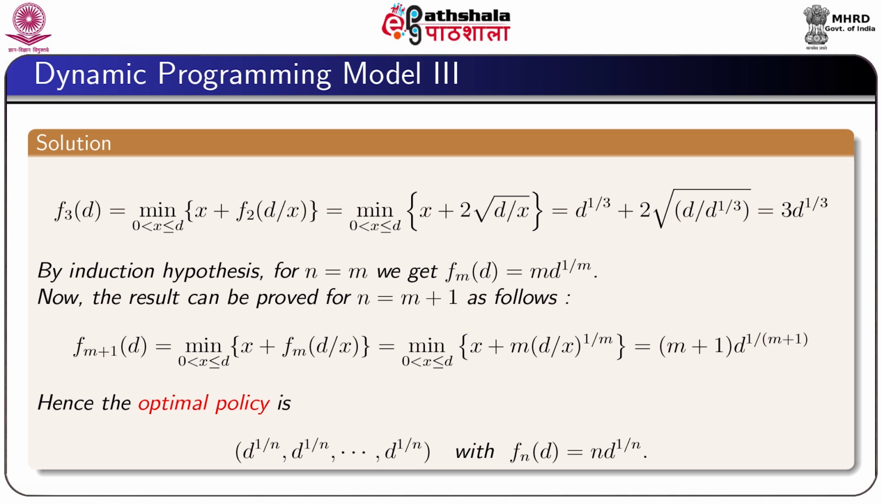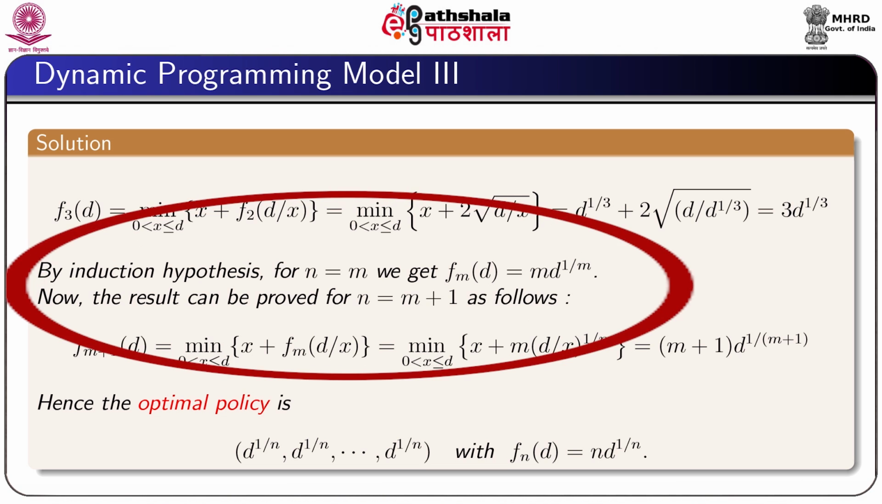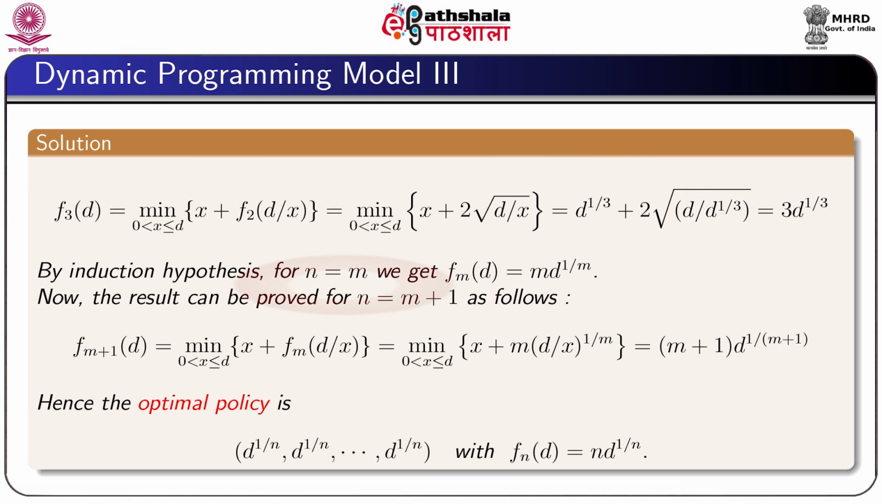Similarly, f3 d is equal to minimum of x plus f2 d by x, which is equal to minimum of x plus 2 root of d by x, and then we find the value of x, which minimizes x plus 2 root of d by x, and finally, we get the value of f3 d as 3 d to the power 1/3. By induction hypothesis for n equal to m, we get fm d is equal to m d to the power 1 by m.